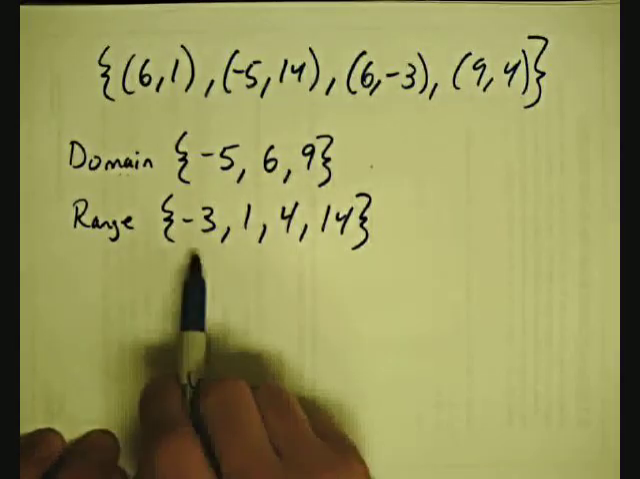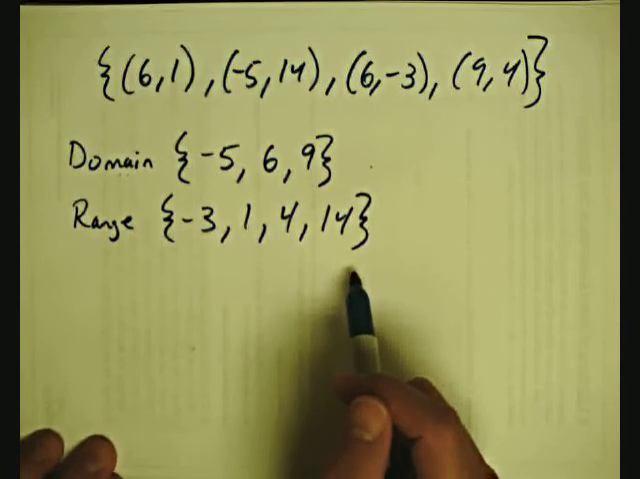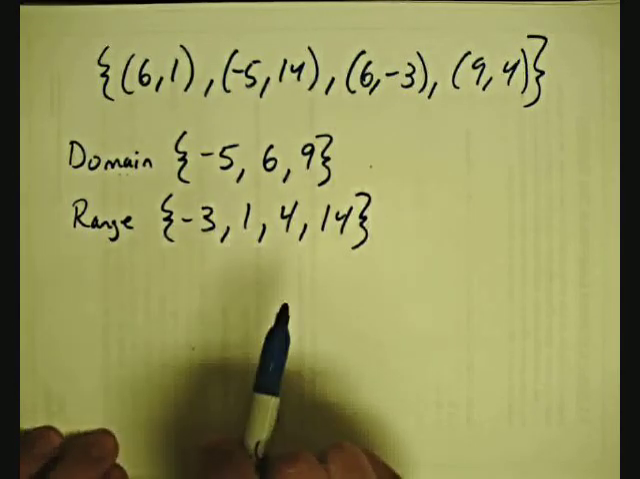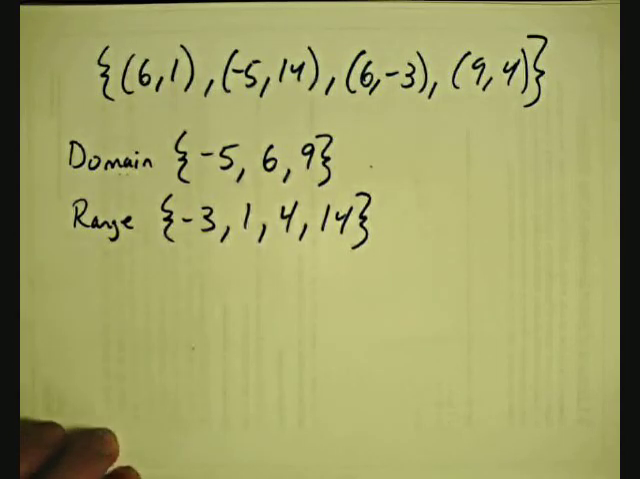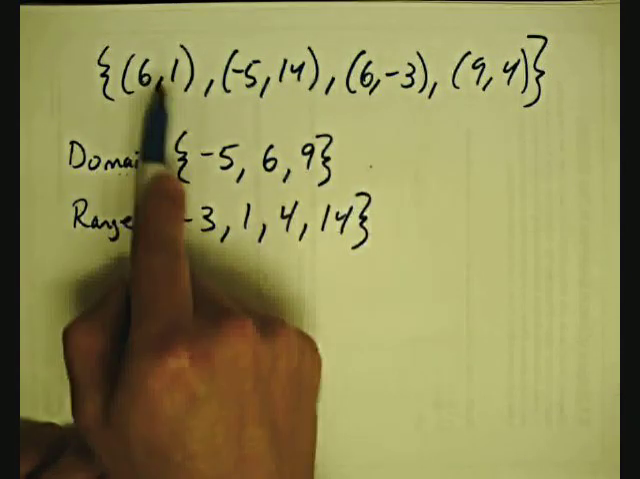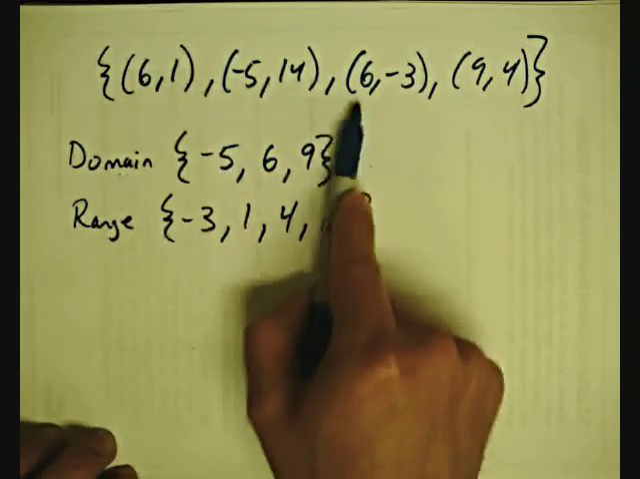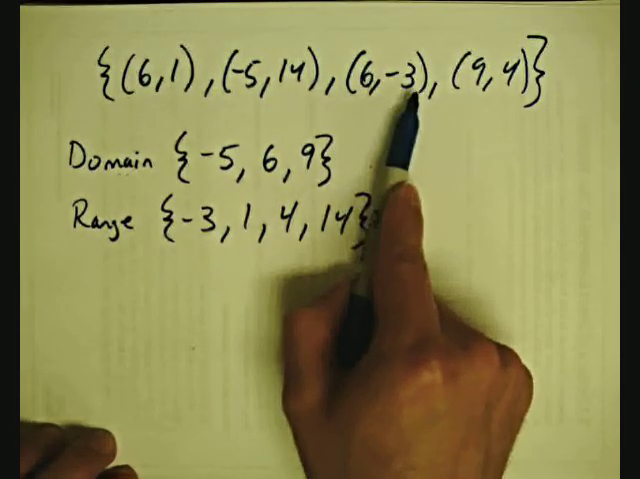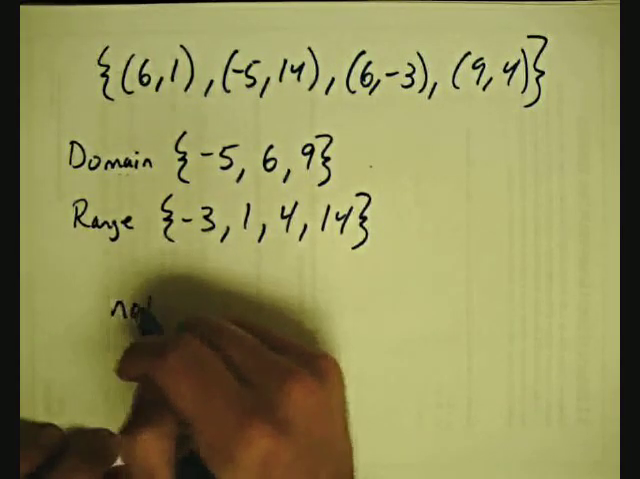Again, order is not necessarily important, but typically we put them in smallest to largest numerical order. Okay. Is this relation a function? Well, in order to be a function, no member of the domain can be paired up with more than one member of the range. For this relation, 6 is being paired up with 1, and 6 is being paired up with negative 3. So because 6 is paired up with 2 different values, no, this is not a function.